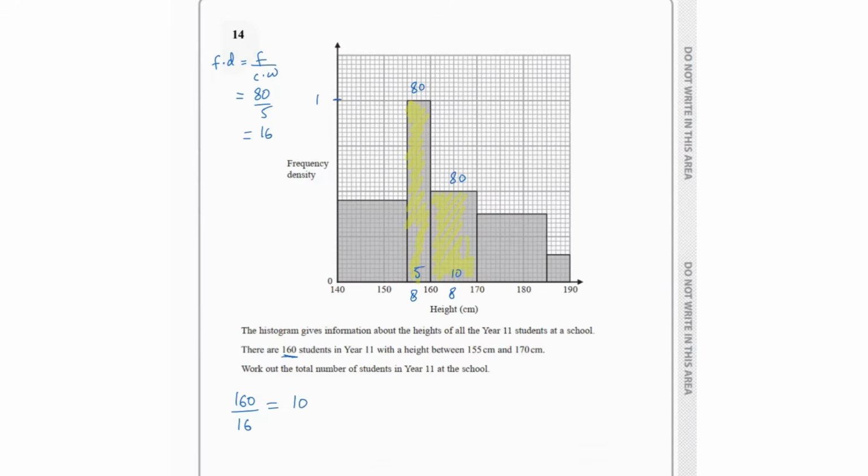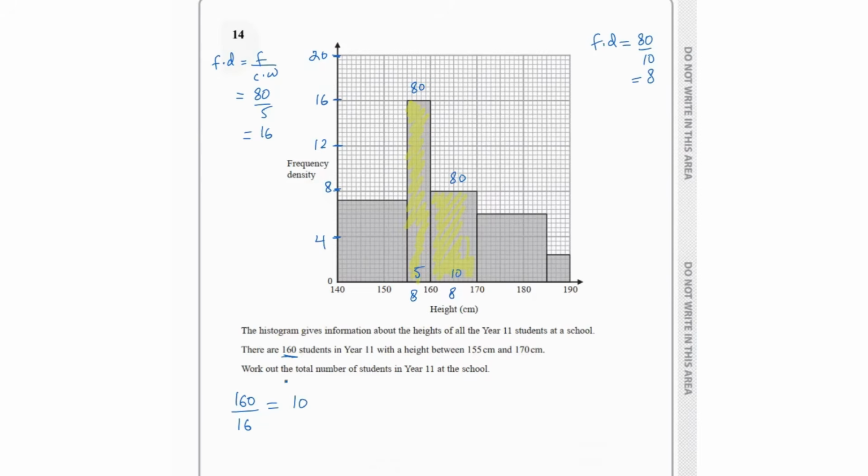So this is 16 over here. That's the frequency density. And then if we do 80 divided by 10, that's 8. So that's 8 over here, because the class width over here is 10. So 80 divided by 10 is 8. So that means over here, this is going to be 4. This is going to be 12. And this is going to be 20. This is your frequency density.